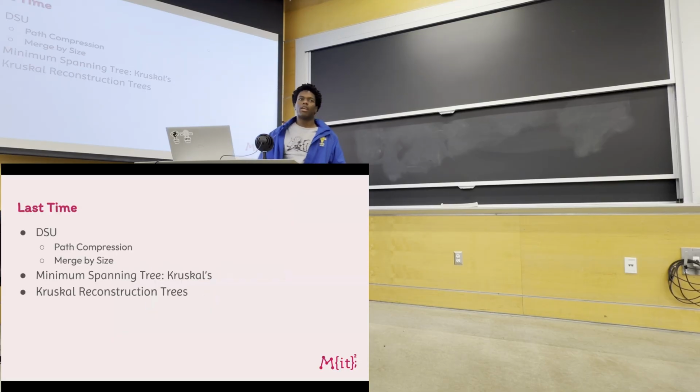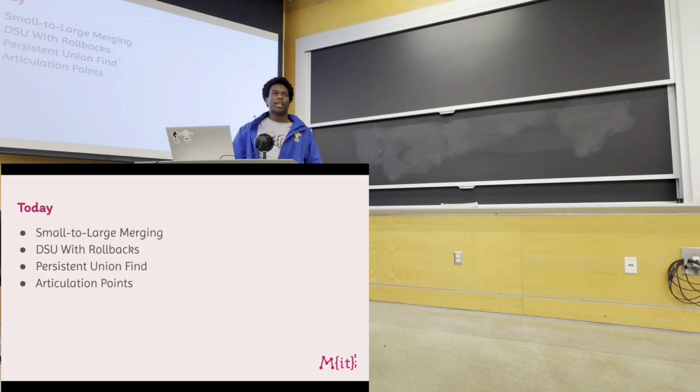So last time we covered disjoint set union, and within that we looked at path compression as well as merge by size. We looked at Kruskal's algorithm for minimum spanning tree, and then we also looked at the Kruskal reconstruction trees. We'll be extending on what we did last lecture, as well as looking at a few extra problems. So we'll be looking at a few extra applications for the merge by size, which is in general just called small to large merging.